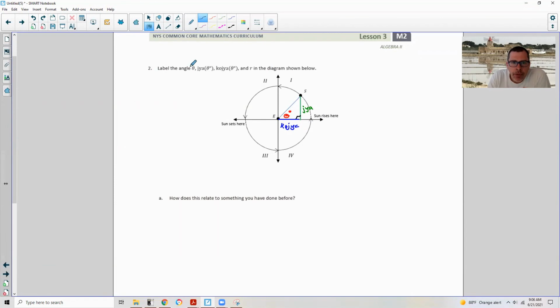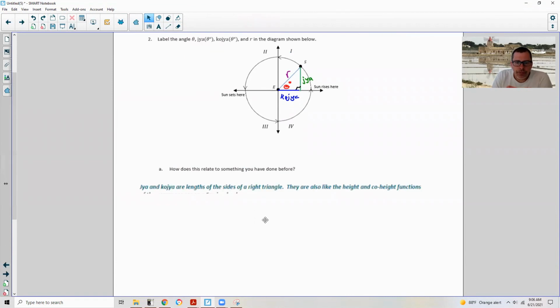And it says label the angle theta right here, jaw, koja, and r. So r is the radius of this circle, which is the distance from the center of the earth to the center of the sun. Okay, so there it is, all labeled in the diagram. Now part A says, how does this relate to something you have done before? Okay, well, jaw and koja are lengths of the sides of a right triangle. They're also like the height and co-height functions of the passenger car on a Ferris wheel in prior lesson.